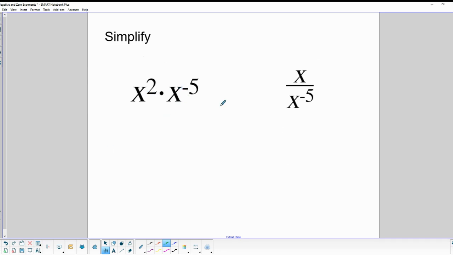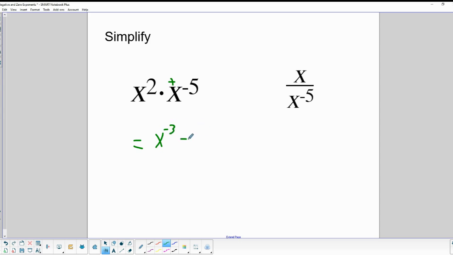All right, so take a look at this. We're going to combine a couple of these rules. So here's 2 exponents that are being multiplied together, and they have the same base. So you end up adding the exponents. So what's 2 plus negative 5? Well, it's x to the negative 3 power.